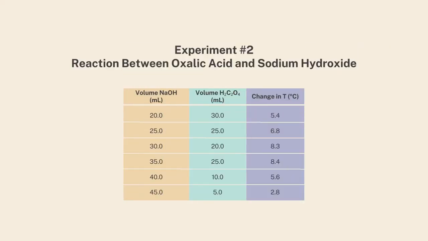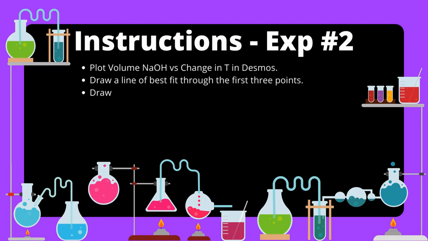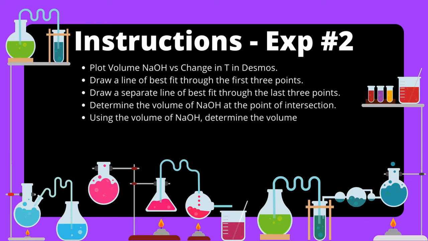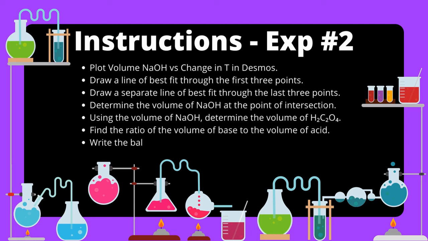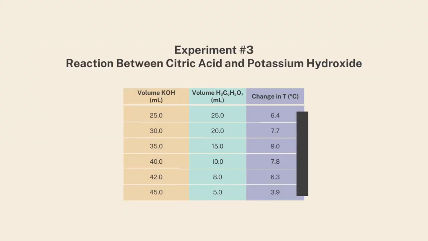Here's the data for experiment 2. And again, you can pause the screen here to copy this down if you need to. With this data, you're going to plot the graph again, but this time I want you to do it in Desmos. You're going to again draw a line of best fit through the first 3 and then through the second 3 points. The point of intersection, just like the first time, is going to be the volume of NaOH that gives you the maximum temperature, and use that volume to determine the volume of acid that would be required. Find the ratio of the volume of the base to the acid again, write a balanced chemical equation, and just like in experiment 1, compare the 2 values of the molar ratio and the volume ratio.